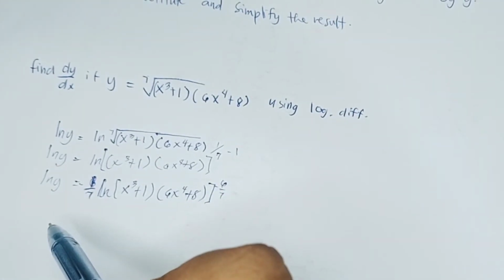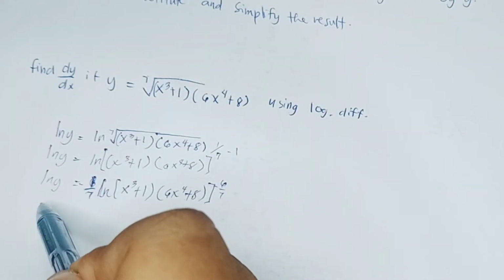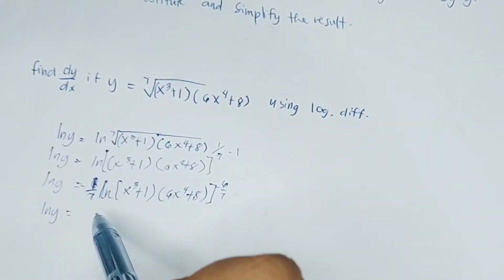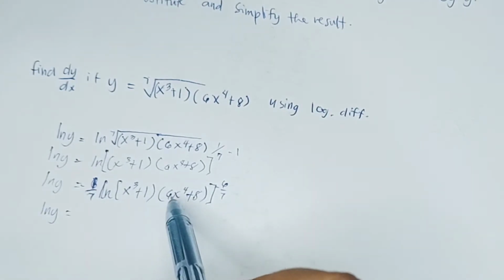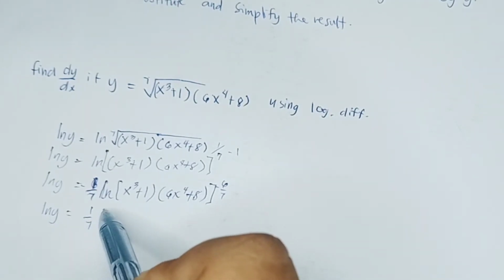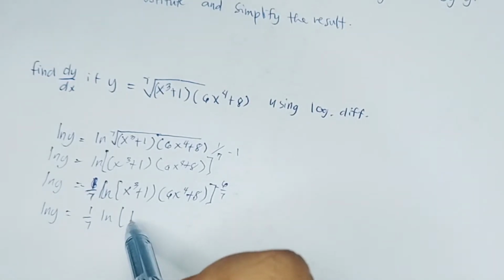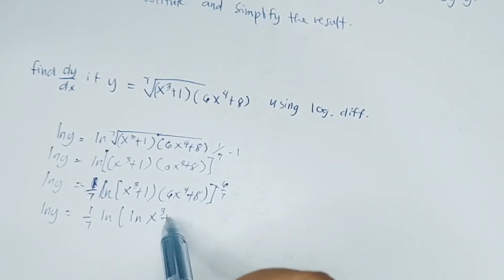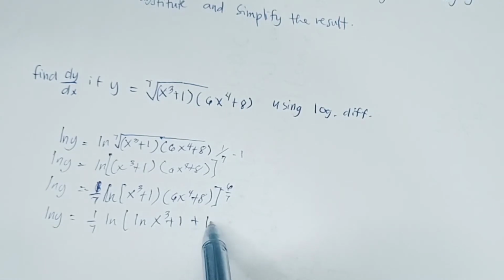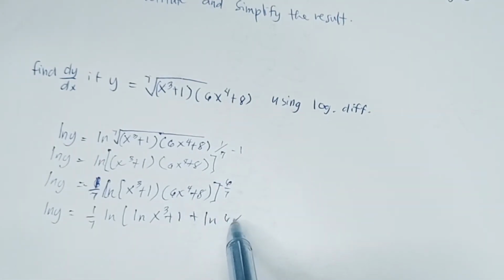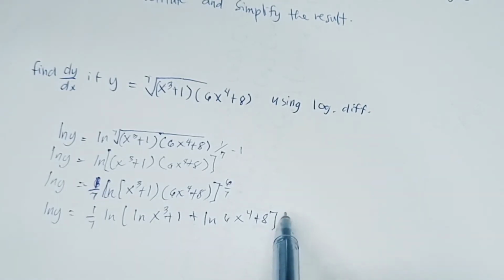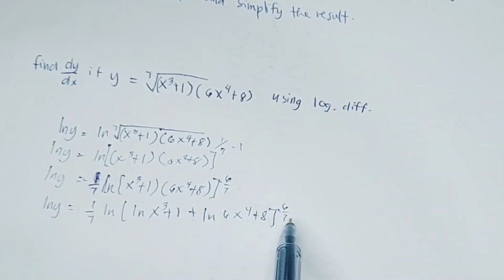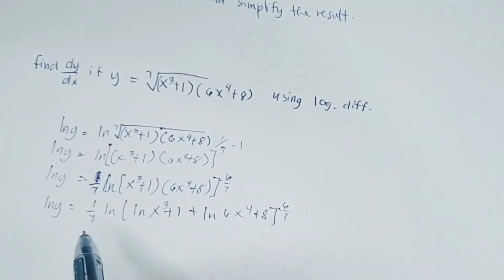Now, after that, we should distribute ln to each term. 1 over 7 times ln of x cubed plus 1, plus ln of 6x raised to 4 plus 8, raised to 1 over 7. Don't forget to put that root above the equation.